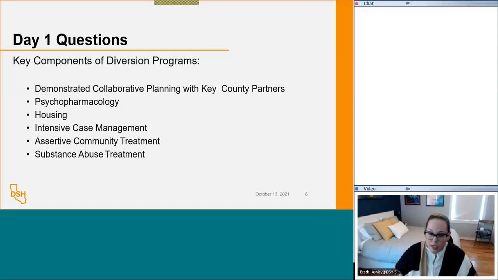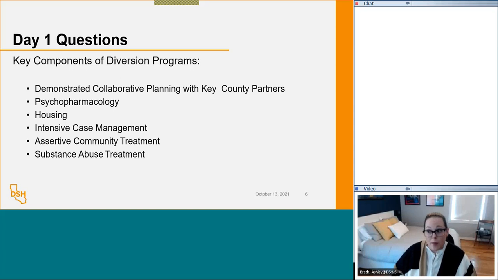And some key components of diversion programs, what really helps make them successful, is a demonstrated collaborative planning with key county partners. So that's really what we're doing here, right? We have asked you to bring all of your key stakeholders to the sessions, and our hope is that you are also going to be meeting outside of these sessions to work together to put these plans together, because it really does take coordination and collaboration between both your behavioral health stakeholders and your criminal justice partners in your community to make a program like this successful.